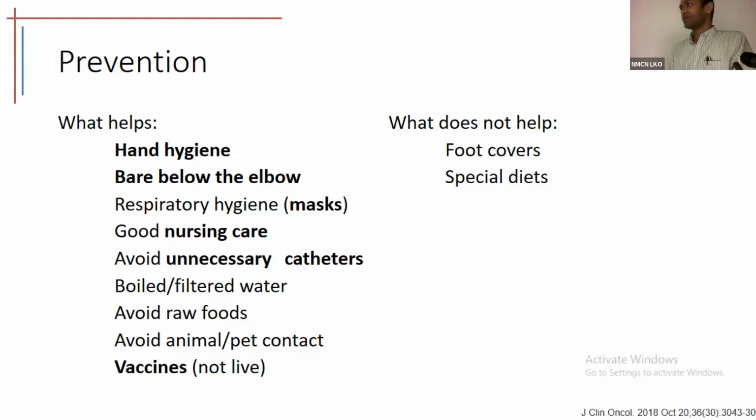And some things that the patient can do at home, right? Boiled and filtered water, avoiding raw foods, avoiding pet contact, vaccines. But the caveat there is not live vaccines, right? A lot of immunodeficient patients can get disseminated infections from live vaccines. Even someone in the family should not be getting live vaccines, especially for primary immunodeficiencies. We tell the patient that your brothers, your sisters, your family members should not be getting any live vaccines because they can get severe life-threatening infections.